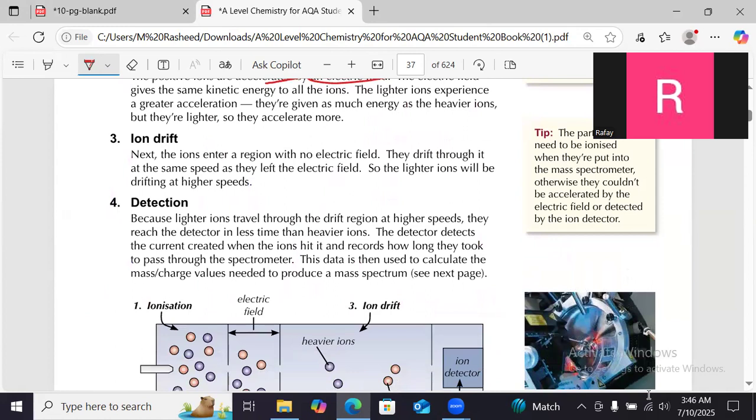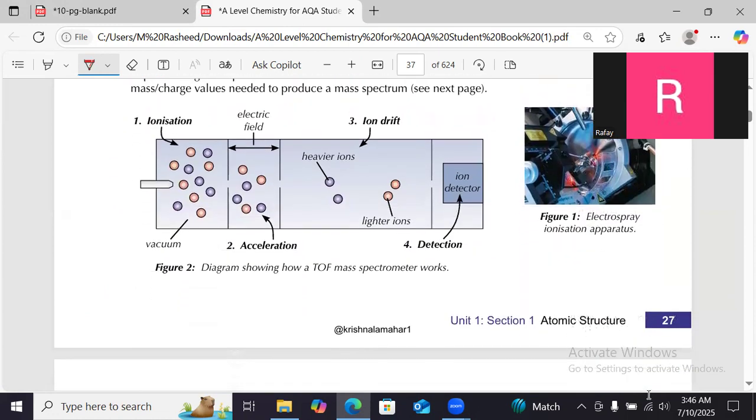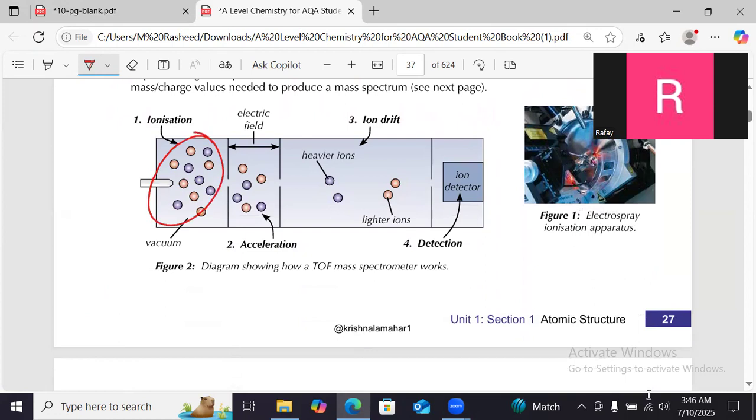Next is ion drift. The ions enter a region with no electric field. They drift through at the same speed as they left the electric field, so the lighter ones will be drifting at higher speeds. And then there is detection. So over here you can see this was the ionization chamber. Then these two are accelerating plates that are provided with an electric field. And after the accelerating plates, there is no electric field. In this area, these particles will move, and again there are heavier ones and lighter ones.